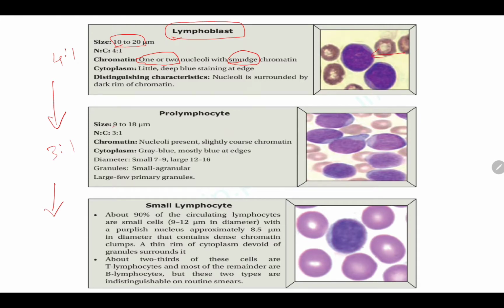Then the prolymphocyte size is somewhat smaller than the lymphoblast, and the N:C ratio we already discussed. Nucleoli may be present and the chromatin is coarse. Then the small lymphocyte: in the body, 90% of lymphocytes are small lymphocytes, approximately 9 to 12 micrometer in size, containing dense chromatin clumps, and 2/3 of them are T lymphocytes, 2/3 for T.